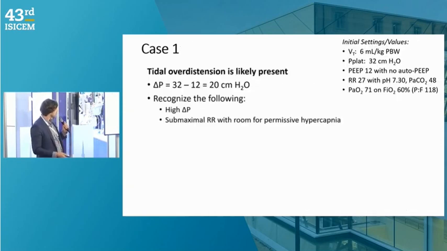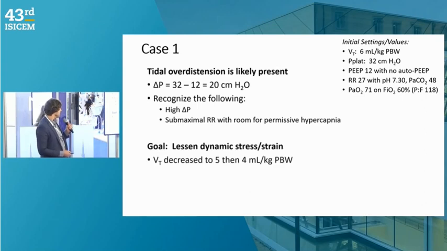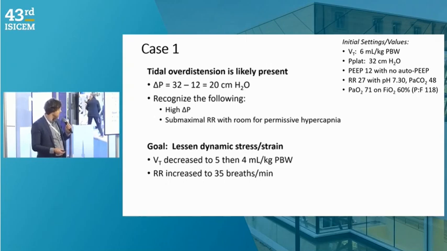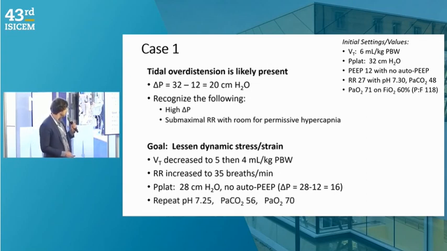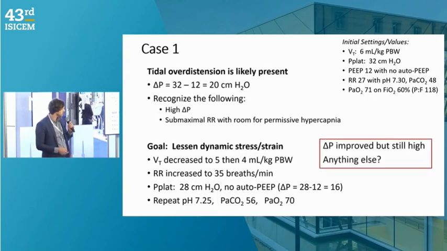So we recognize the high driving pressure. We recognize that there was certainly room for more permissive hypercapnia, and maybe if you wanted to go up on the respiratory rate. So we decreased the tidal volume in 1 cc per kilo increments down to about 4. Increased the respiratory rate because interval blood gas was looking worse, and we ended up with a plateau pressure of 28. So our new driving pressure is 16, which is certainly better than 20, but still relatively high. There's our repeat blood gas showing more hypercapnia, more acidemia, but still, I think, in a tolerable range, especially for this patient who's paralyzed where you don't need to worry about dysynchrony.